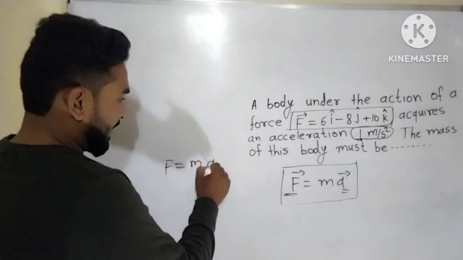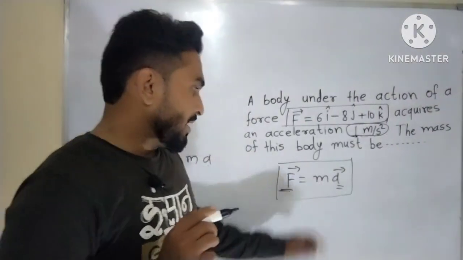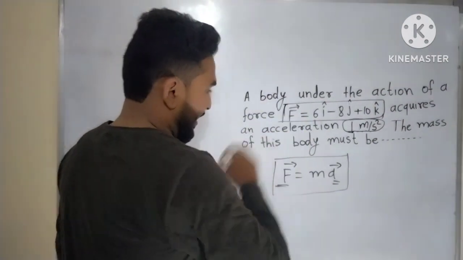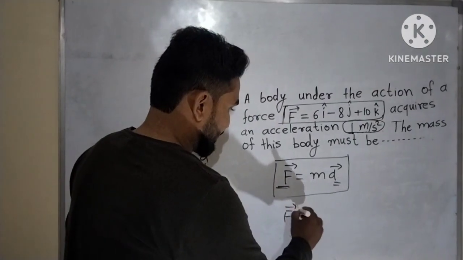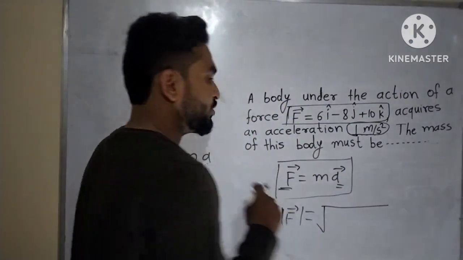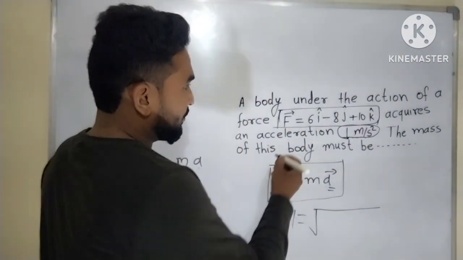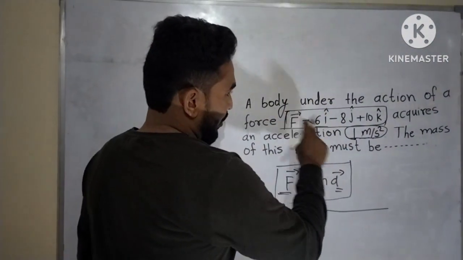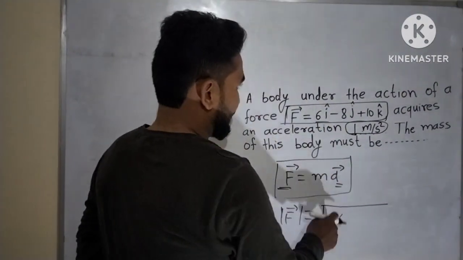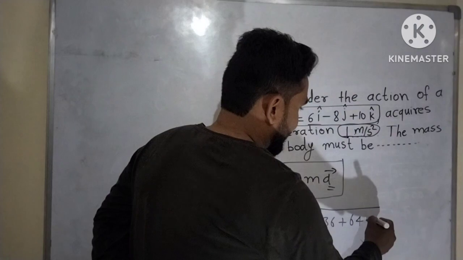We know the magnitude of acceleration, that is 1 meter per second square, right? And now we have to find mass here. So first of all, we'll solve this for the magnitude. The magnitude of the force vector is, we know that the magnitude of any vector is the square root of the sum of the squares of its three perpendicular components. Here the component of the force on the x-axis is 6, so its square is 36, minus 8 square is 64, and 8 square is 64.